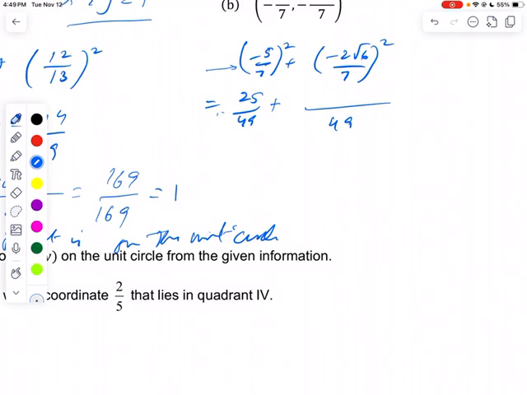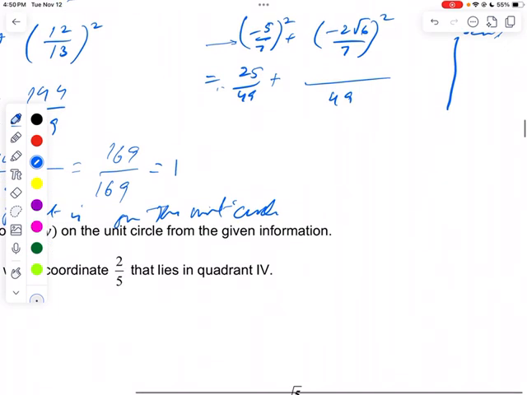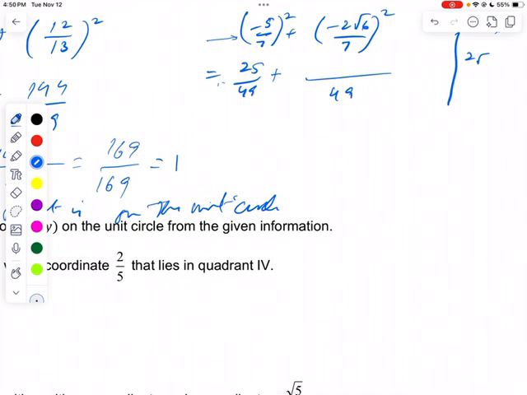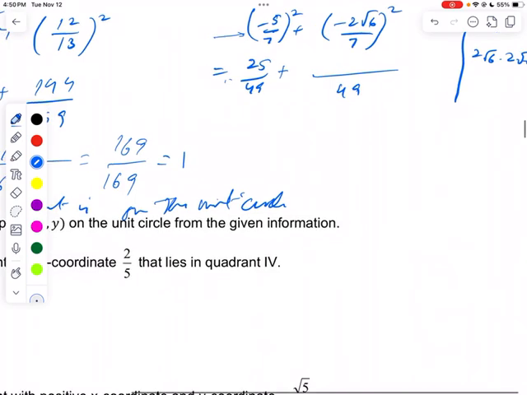Now this is something you can do on the side, not right here, because it looks like it's a part of the problem. You can do it on the side, maybe with a vertical line, and say scrap work, or even if you didn't say anything, it's fine. So we have to square 2 into square root of 6. You can write 2 copies of it: 2 into square root of 6 times 2 into square root of 6. So we get 2 times 2 is 4, and square root of 6 times square root of 6 is just 6. So 4 times 6 is 24.